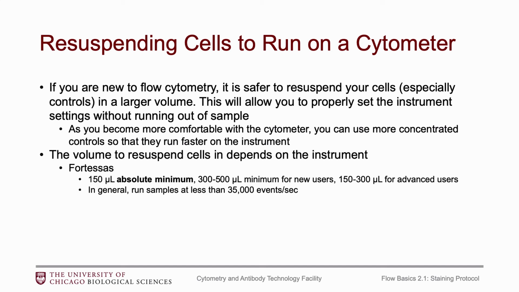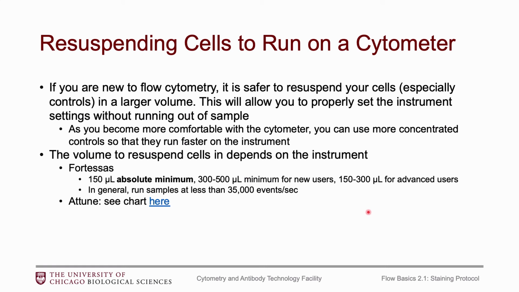So for the Fortessas, we recommend that 150 microliters is the absolute minimum volume that you would ever want to bring. Again, if you're newer, we would recommend bringing no less than 300 to 500 microliters in each of your tubes. Again, if you feel more comfortable with the instrument, you can certainly decrease that down. But in general, you would not want to run your samples faster than 35,000 events per second. Sorry, that's a typo. Shouldn't be less than, should be more than.